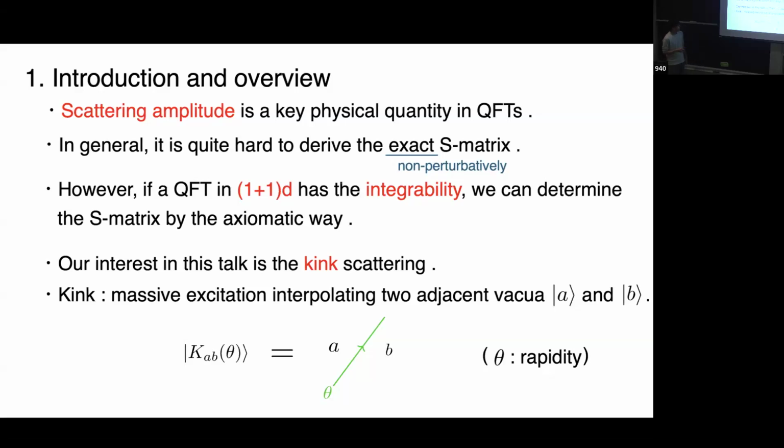Our interest in this talk is the kink scattering. A kink is, roughly speaking, a massive excitation interpolating between two adjacent vacua. Here the vacuum states are described by state A and state B. In this talk, we often depict the kink state like this. The green line represents the worldline of the kink, theta is the rapidity, and A and B are the different vacua.